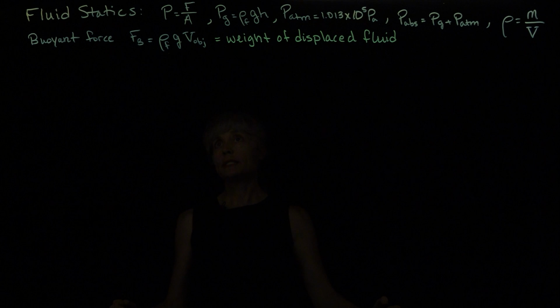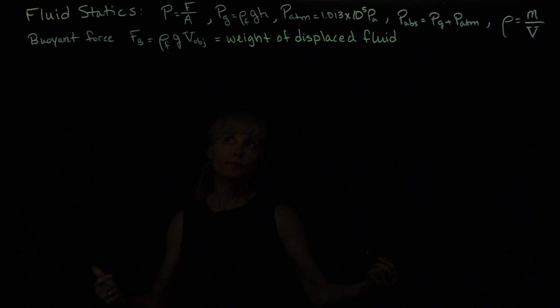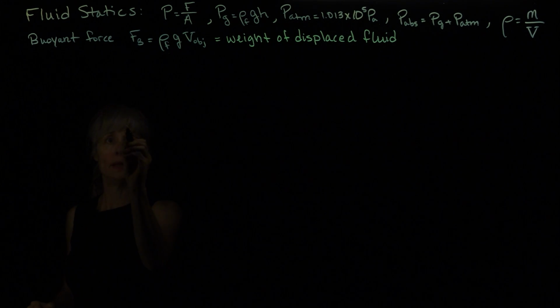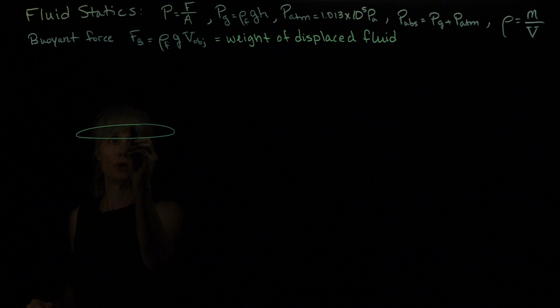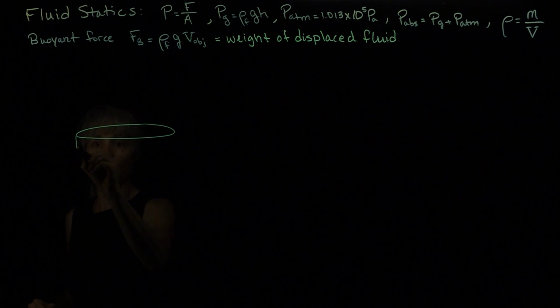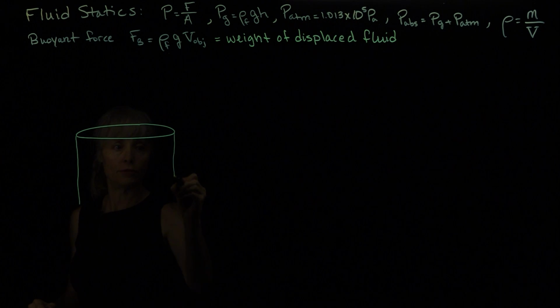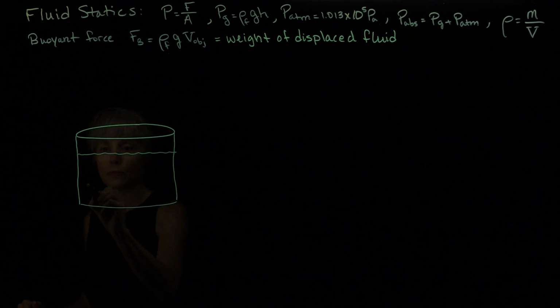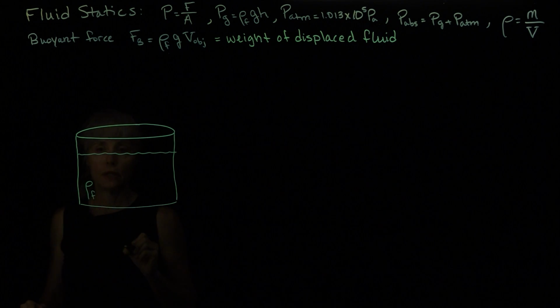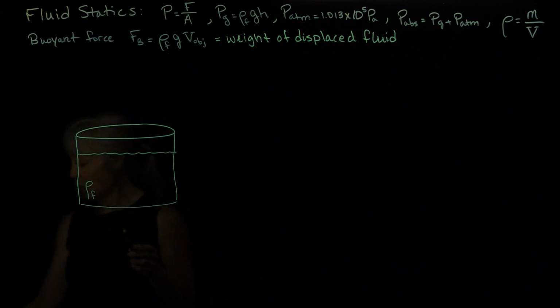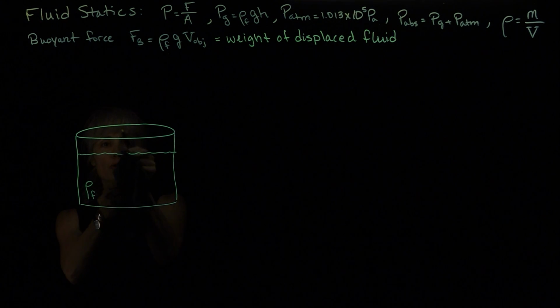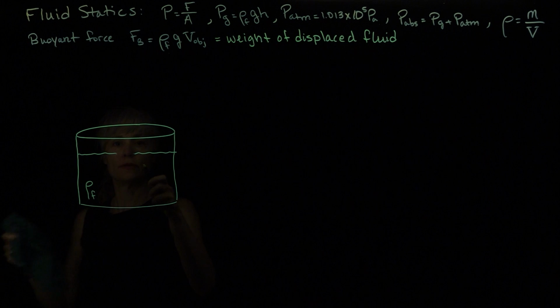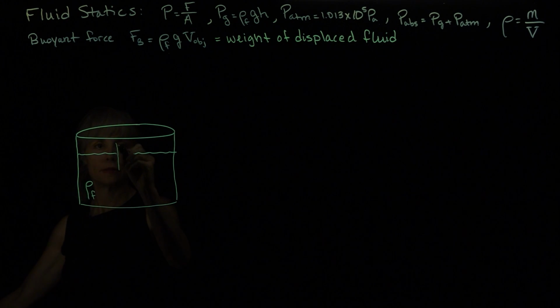So now let's pick up from there and see what kind of a relationship we can find between the volume of the object that's submerged and its total volume, and the density of the fluid and the density of the object. So let's say we have a vat that has some kind of fluid in it. So there's the density of the fluid. And we have an object that is partially submerged. So we'll say that this is our object.